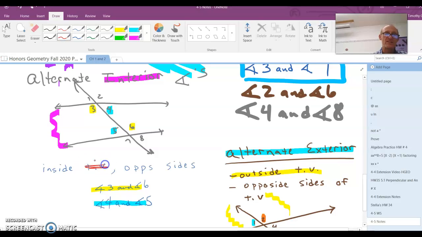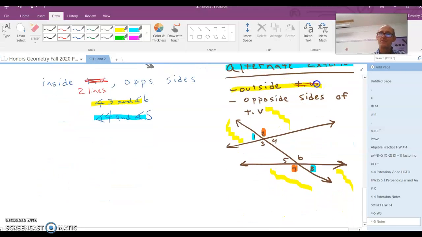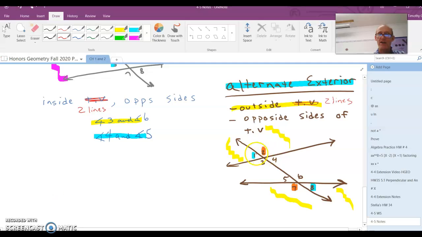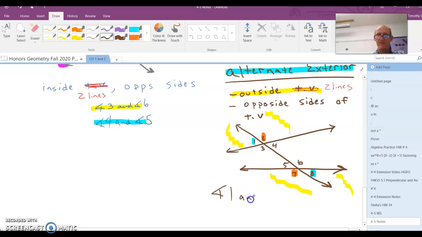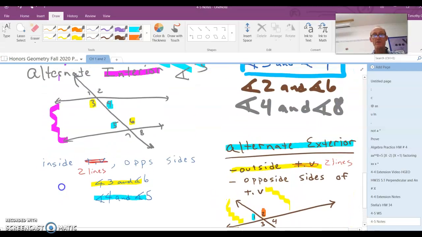It's inside the two lines. So inside the two lines is interior, and outside the two lines is exterior. And the alternate exterior are on opposite sides of the transversal. Okay, so this is annoying, I get the sticky marks on the pen. The alternate exterior angles in this problem would be angle 1 and angle 8, angle 2 and angle 7. So those are the new pairs of angles.